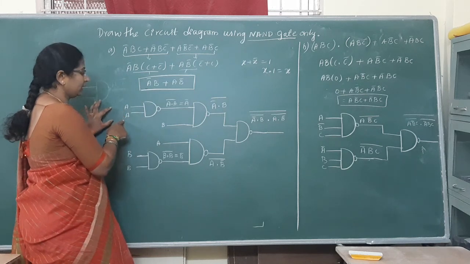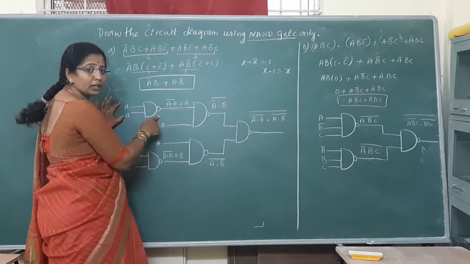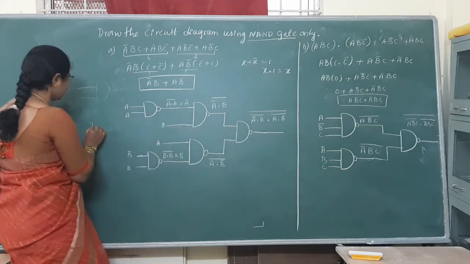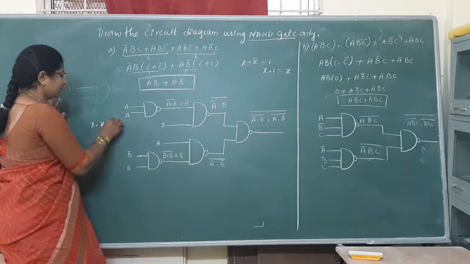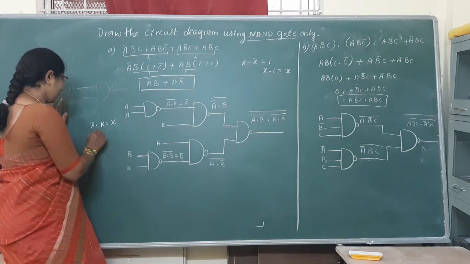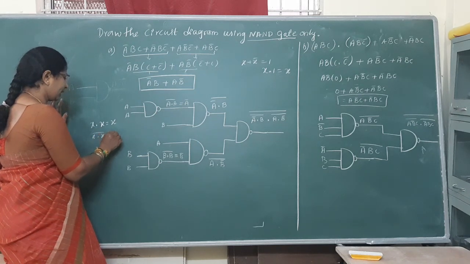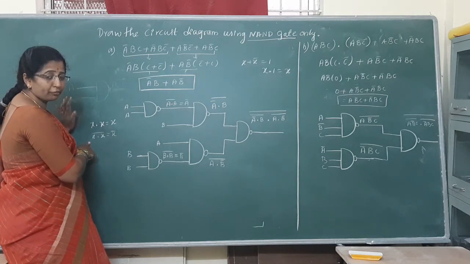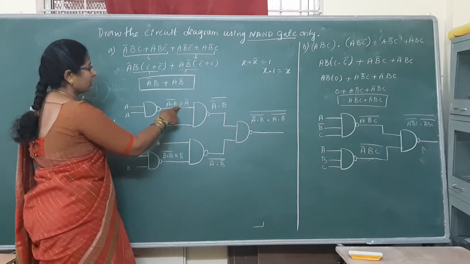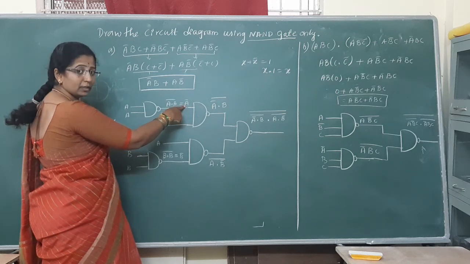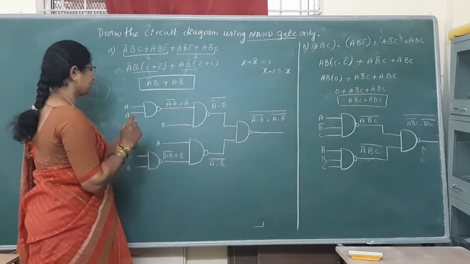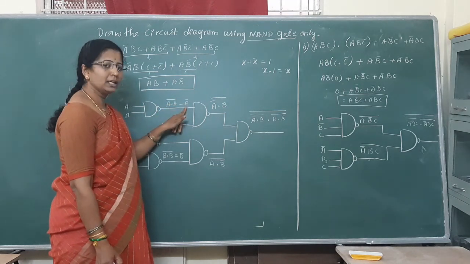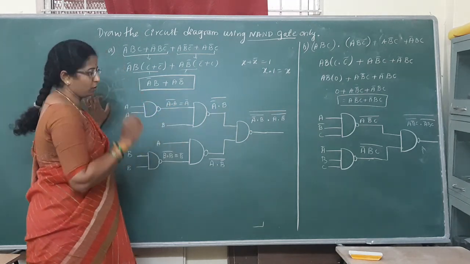So I have taken the A that I have given into the NAND gate, the first circuit. I got A into A complement. X into X can be written as X, so X into X complement can be written as X complement. This is your realization of the NOT gate. Similarly, A into A whole bar can be written as A complement. So I got the A complement.